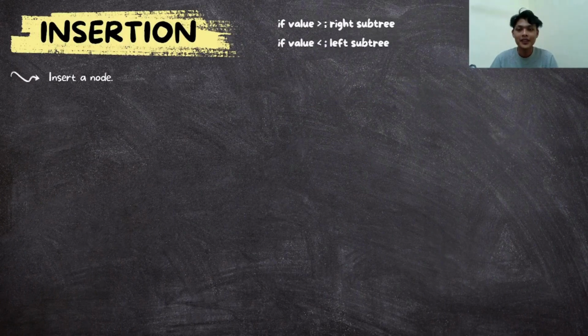First, we have insertion. Insertion is the process of inserting a node in our binary tree. The fundamentals that you guys need to understand is, if the value of our inserted node is more than our current node, we move to the right subtree, and if the value of our inserted node is less than our current node, then we move to the left subtree.